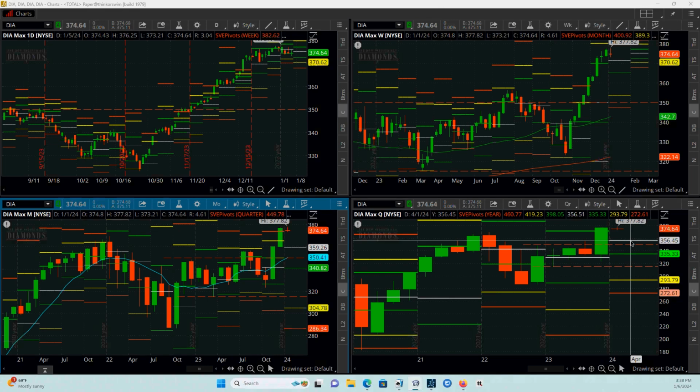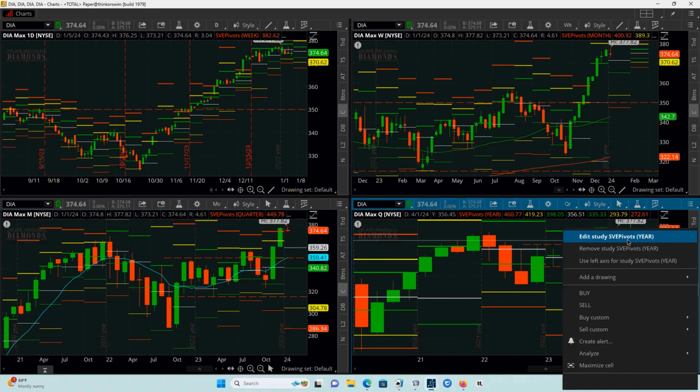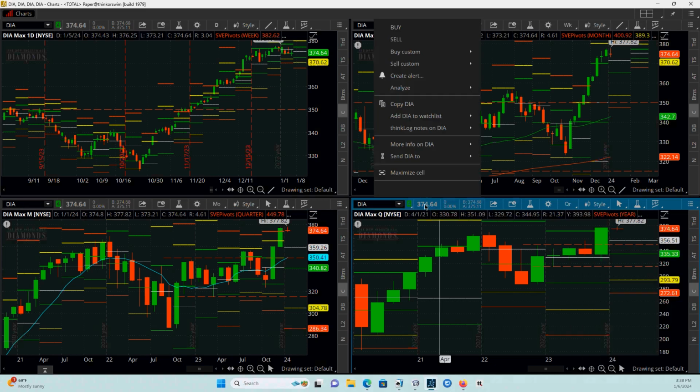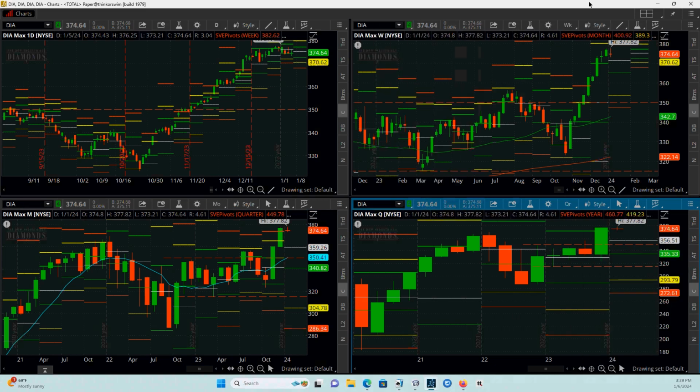First of all, on the quarterly chart, my pivots are yearly pivots. I like using these SVE type pivots. They've been very good to me over the years. Nothing else other than that on these charts.